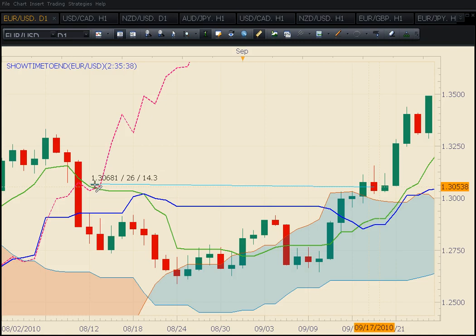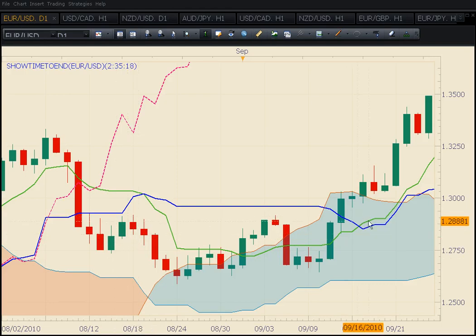The Chikou span was above price. When you take a bullish signal, you want the Chikou span to be above price. When the Chikou span is above price, that's bullish. When the Chikou span is below price, that's bearish. When the Chikou span is within this price realm, it's considered consolidation.